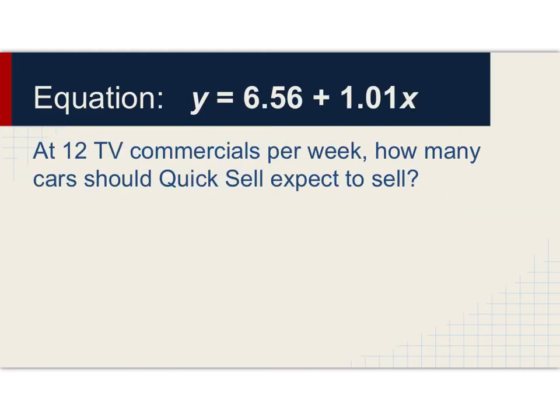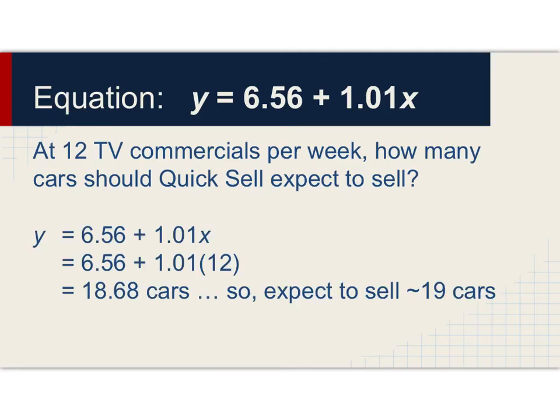And that's important because we still haven't answered the question. At 12 TV commercials per week, how many cars should QuickSell expect to sell? Well, this time X is 12. So we're going to replace X with 12. And we do a little calculation and we find 18.68. Now, you can't sell 68 hundredths of a car, so it would be reasonable to round to the nearest whole number. And so we'll say that we're expecting to sell around 19 cars.